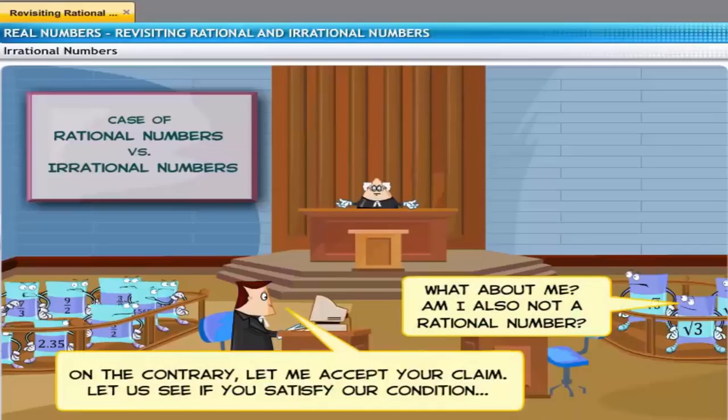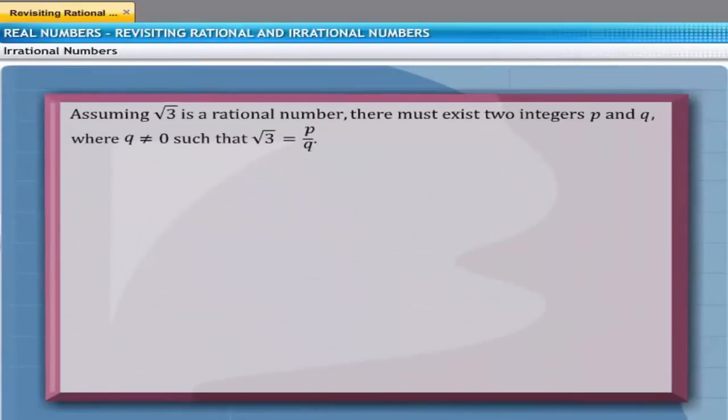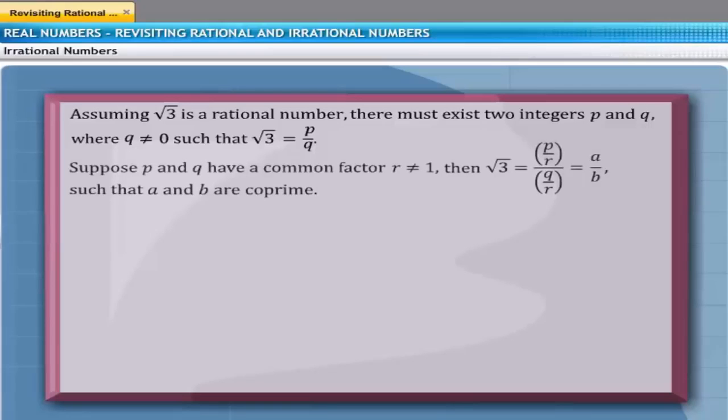Let us see if square root of 3 can satisfy the condition of being a rational number. If we assume square root of 3 is a rational number, then by definition, two integers must exist, p and q, where q is not equal to 0, such that the square root of 3 is equal to p upon q. As before, suppose p and q have a common factor r other than 1. Dividing both p and q by r, we get square root of 3 equal to a by b, such that a and b are two co-prime integers. This means that a and b have no common factor other than 1.